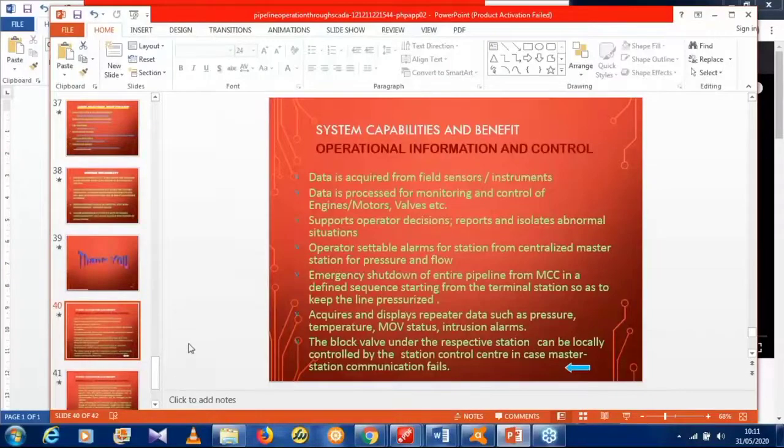All right. So some of the system capabilities and benefits that we need to also know when it comes to operational information and control. Number one, data is required from field sensors and instruments. Certainly before any of these instruments or sensors can work, we will need data for that. That's information. We're not talking about your browsing data. No, we're talking about different information. We also need such data to process. The data is going to be processed for monitoring and control of the engine motors and the valves. You need a lot of data about the fluid dynamics, about the pressure, about the temperature, the temperature differences and the rest of that.